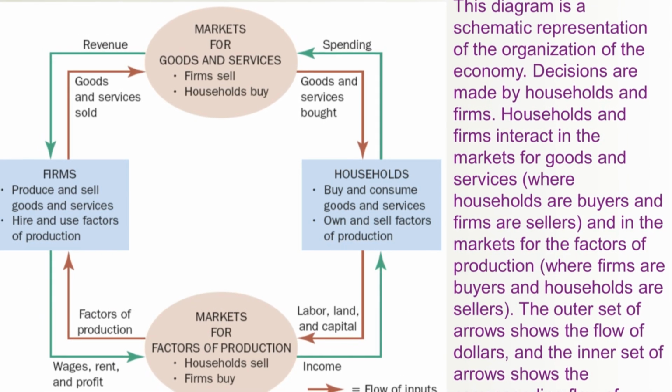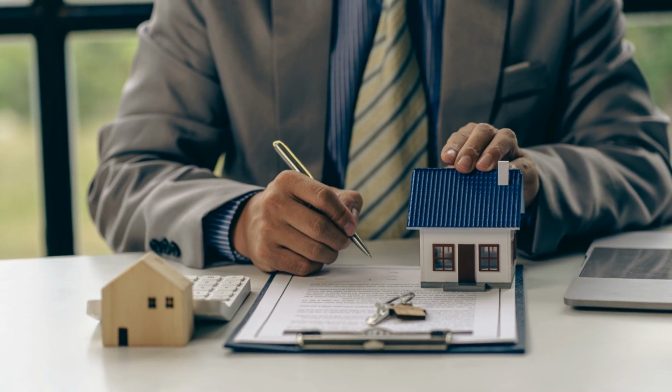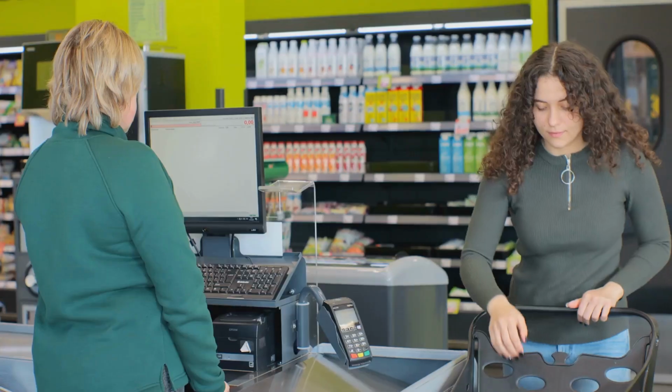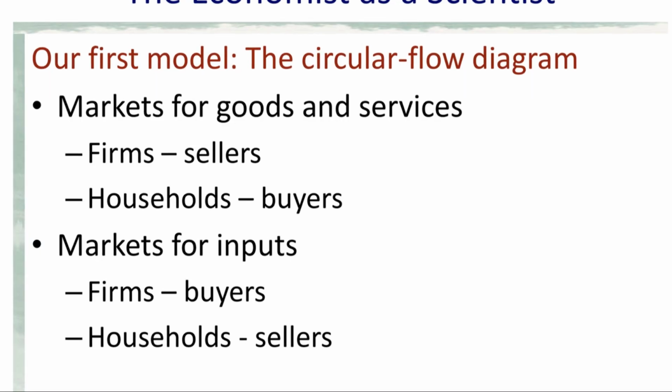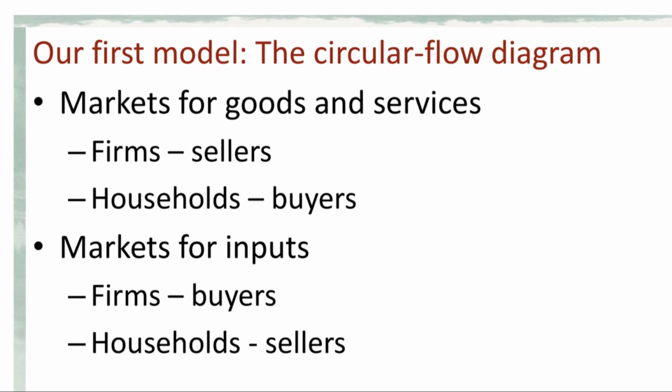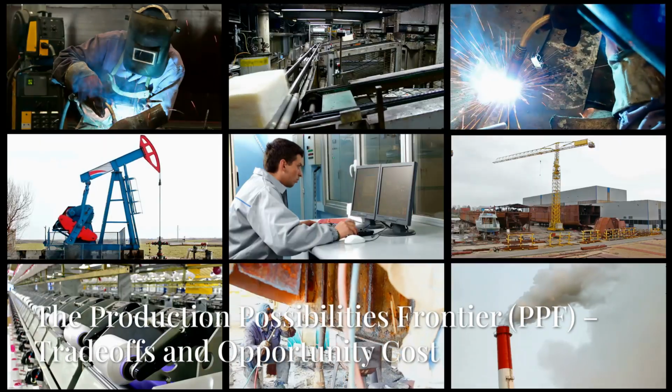Let's look at our first core model, the circular flow diagram. Imagine just two players, households and firms. Money flows in a loop between them. In goods and services markets, firms sell, households buy. In factor markets, like labor and capital, households offer resources. Firms hire or rent them. It's a continuous, elegant cycle. Simplified, yes, but it captures the essence of economic activity.